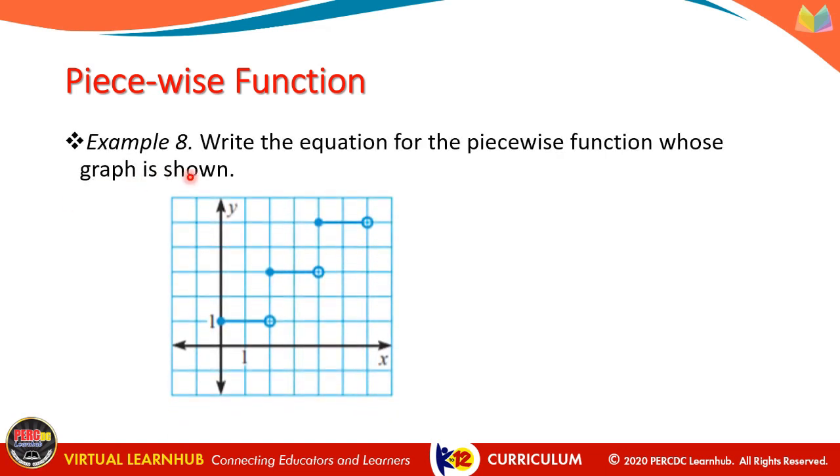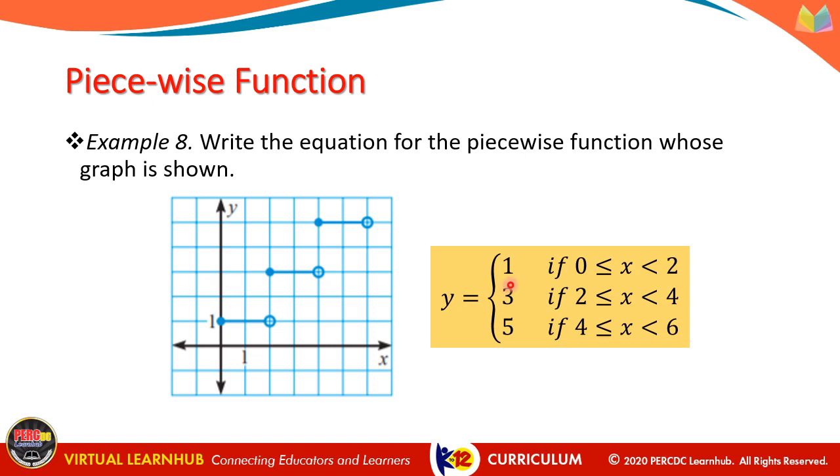Example number 8. Write the equation for the piecewise function whose graph is shown. So we need to write an equation for this graph, and that would have to be y equals 1 if x is greater than or equal to 0 but less than 2. That is for this part of the graph. Y equals 1, and it stretches from x equals 0 to x equals 2. The shaded dot here tells us that it includes x equals 0, and the hollow dot here tells us that x equals 2 is actually not included.